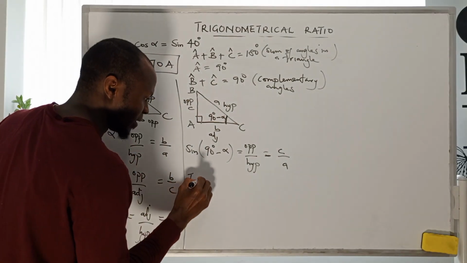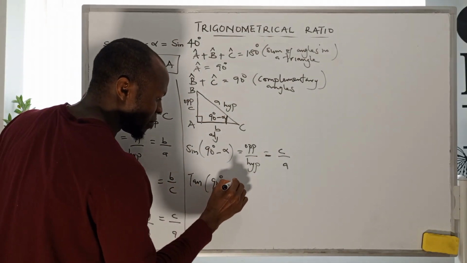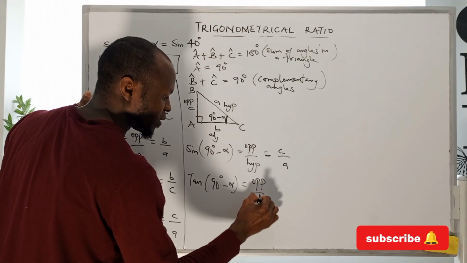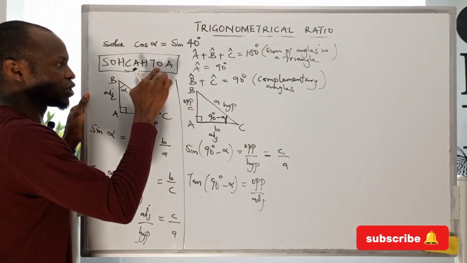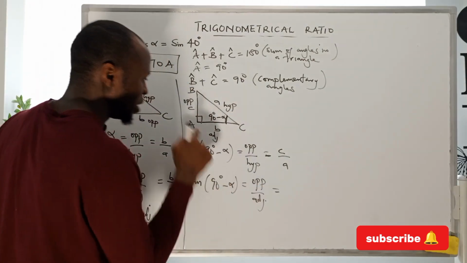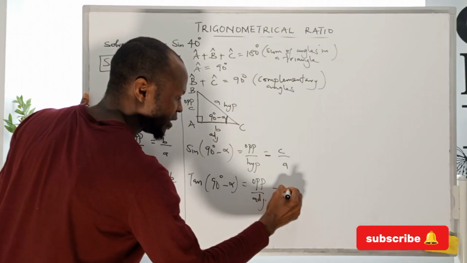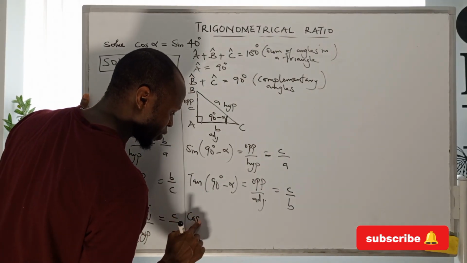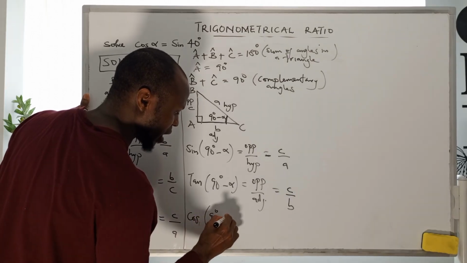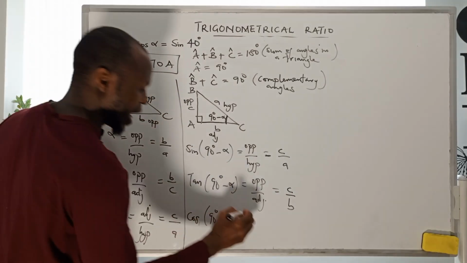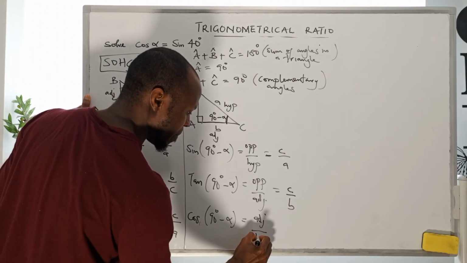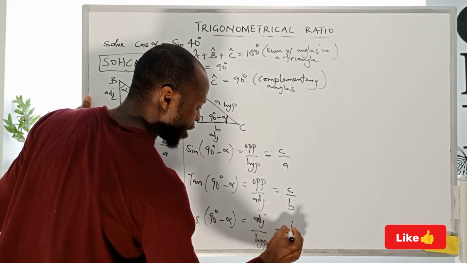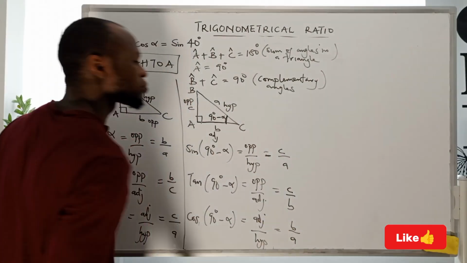If I want to find my tan of this angle, 90 degrees minus alpha, tangent is equal to opposite over adjacent. My reference point is this. So in this diagram now, my opposite is still my c and my adjacent is my b. So if I want to find cos of 90 degrees minus alpha, don't forget cos is adjacent over hypotenuse. And in this diagram, my adjacent is b, and my hypotenuse is a.